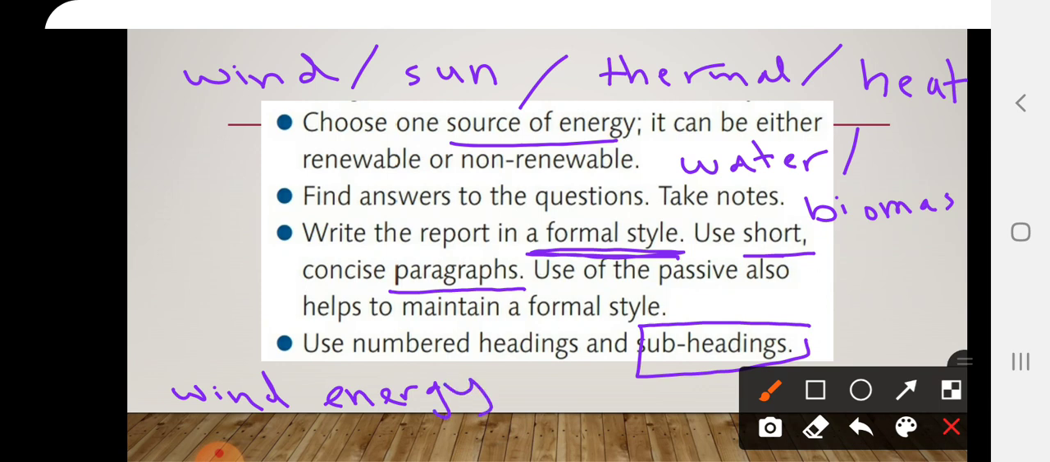After that, in another paragraph, you say what? For example, advantages of wind energy. In the other paragraph, you use what? Disadvantages of wind energy. Then you write the paragraphs.